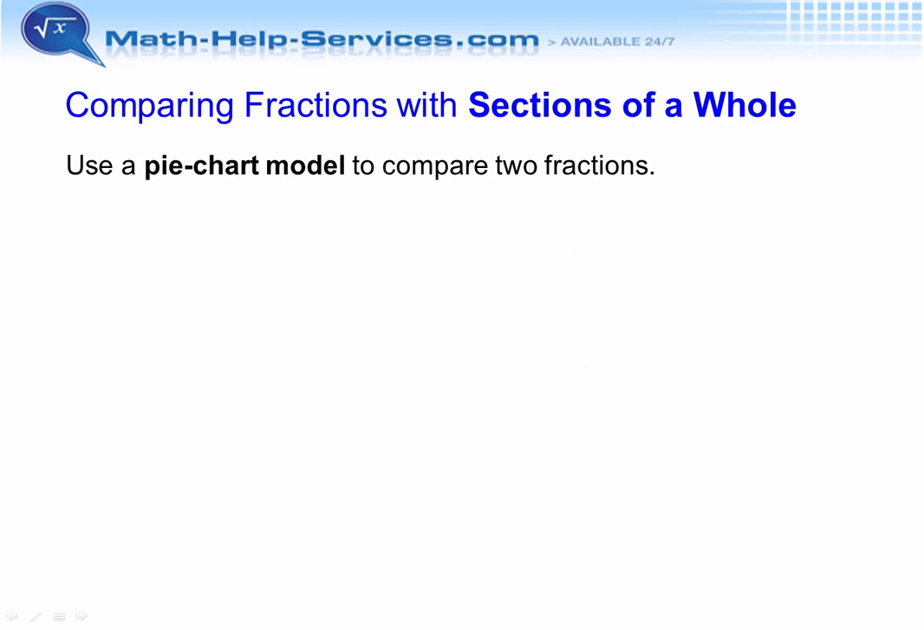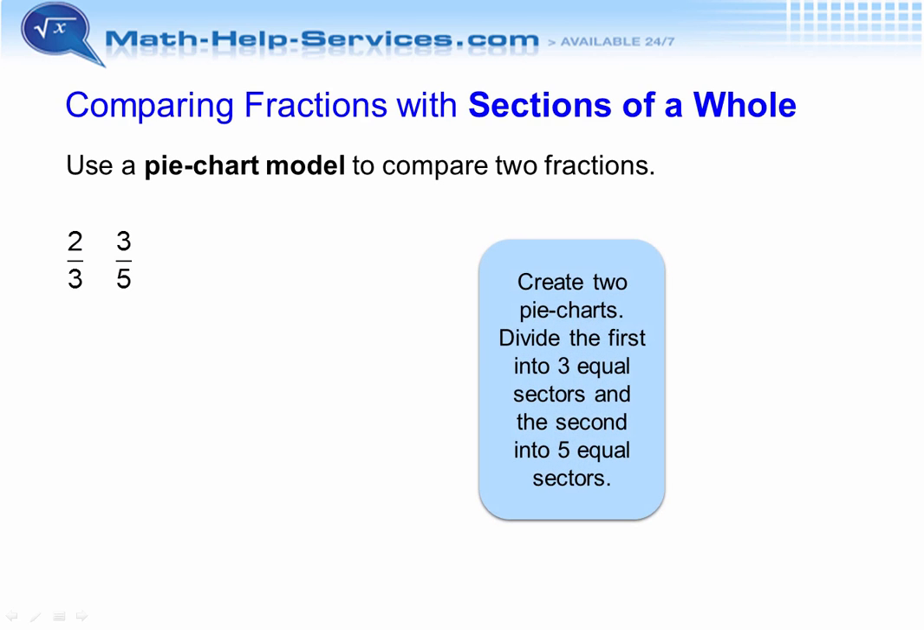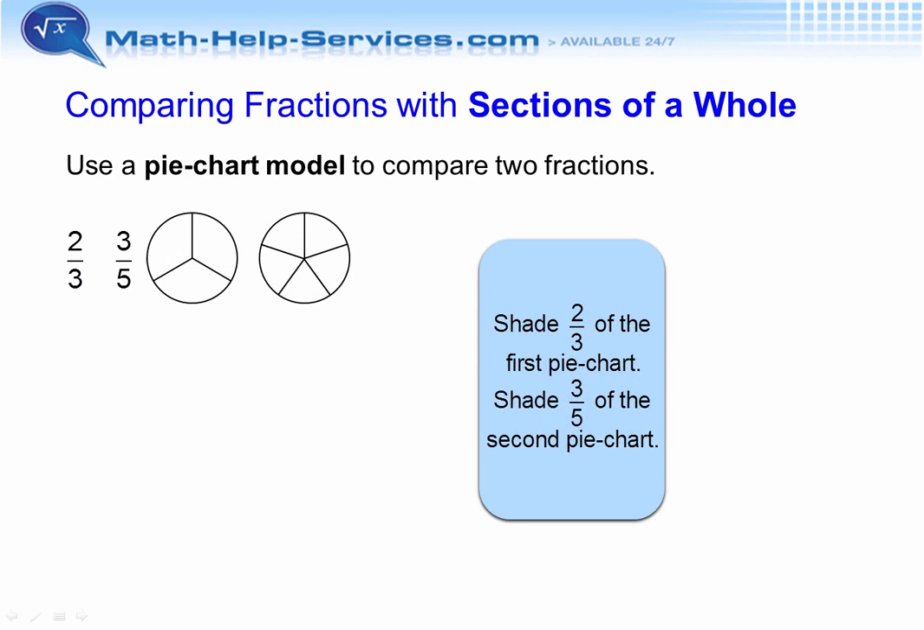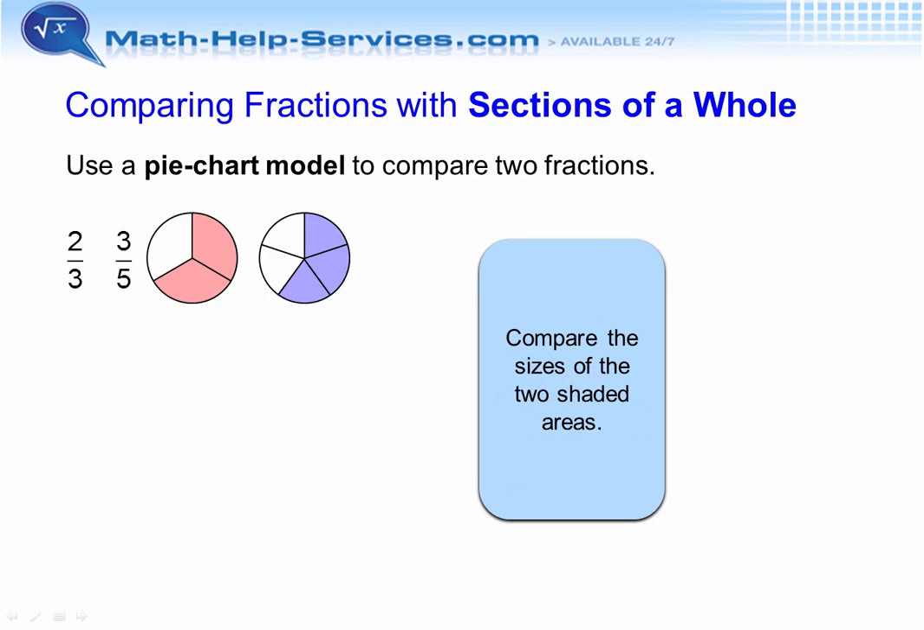Comparing fractions with sections of a whole. Use a pie chart model to compare two fractions, like 2/3 and 3/5. Create two pie charts. Divide the first into 3 equal sectors and the second into 5 equal sectors, like so. Shade 2/3 of the first pie chart. Shade 3/5 of the second pie chart, like so. Compare the sizes of the two shaded areas. And we can see that 2/3 is greater than 3/5.